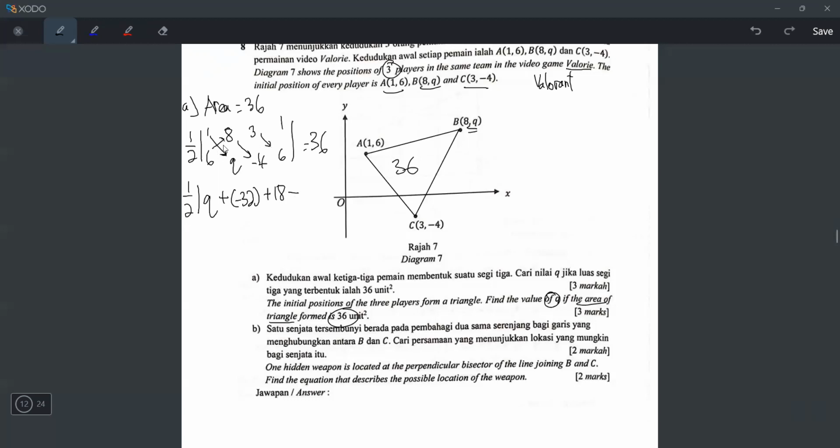Why minus? Because I changed direction. 6 times 8, 48. Minus again Q times 3, 3Q. Minus again negative 4 times 1, negative 4. So just open bracket equals to 36. So now it'll be 1 over 2 mod.